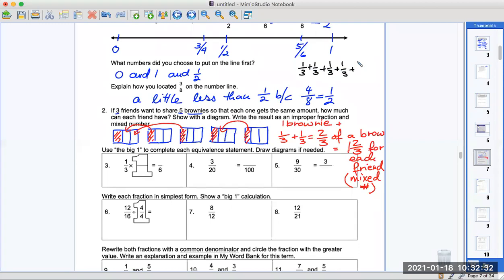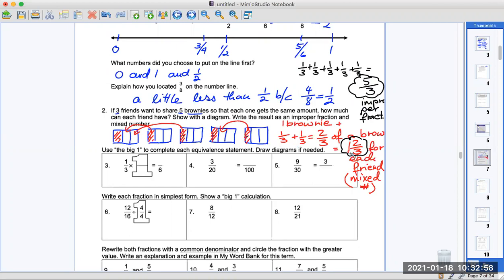1, 2, 3, 4, 5/3. This is your improper fraction. Okay, so we got the improper fraction and the mixed number.